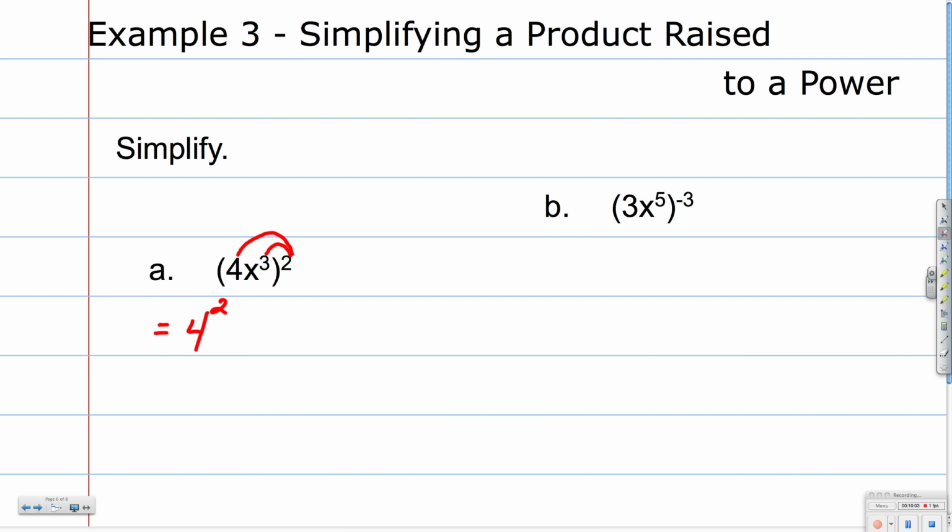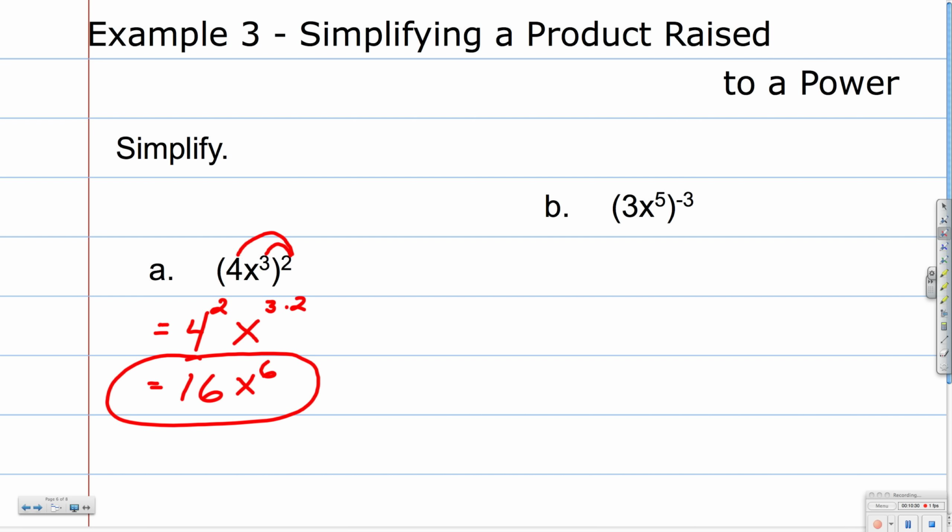We're going to write x to the third being raised to the second power as x to the 3 times 2 power. From here we simplify. We actually do 4 squared, which is 16, and then we simplify the exponent on the x, 3 times 2, to give us x to the 6th. So the final answer for part A is 16x to the 6th power.